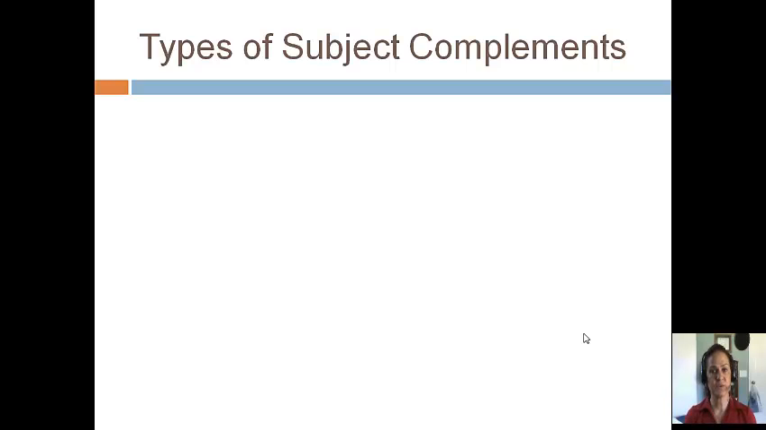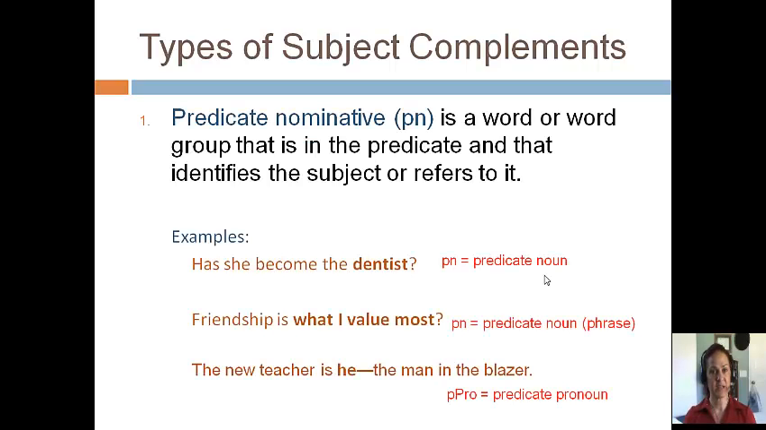The last one, the new teacher is he, the man in the blazer. This is serving as a predicate pronoun. And notice our abbreviation is different for this: P, capital P-R-O, which is our predicate pronoun. So the first type is predicate nominative, which are nouns or pronouns. Sometimes people will break that off into a second group as predicate pronouns, but for right now we're going to look at them as just predicate nominatives, which are nouns and pronouns.